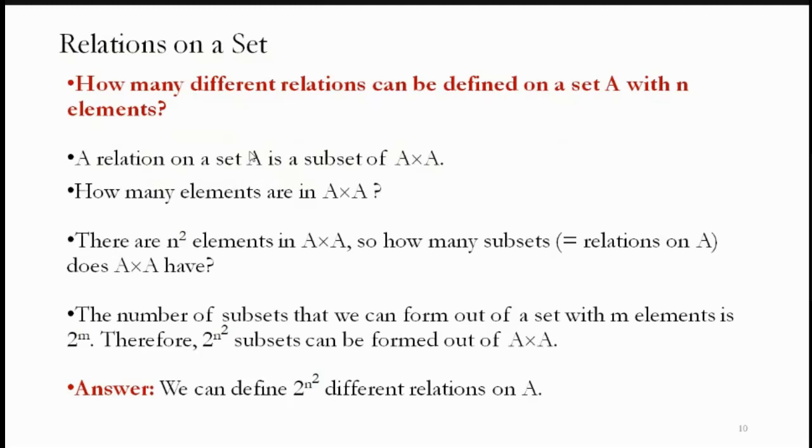Whenever I'm going through an explanation like this, you don't need to write everything in the register. However, you can make a note of how many different relations can be defined on a set A with n elements, just the direct answer, that is 2 power n square, for easy remembrance.